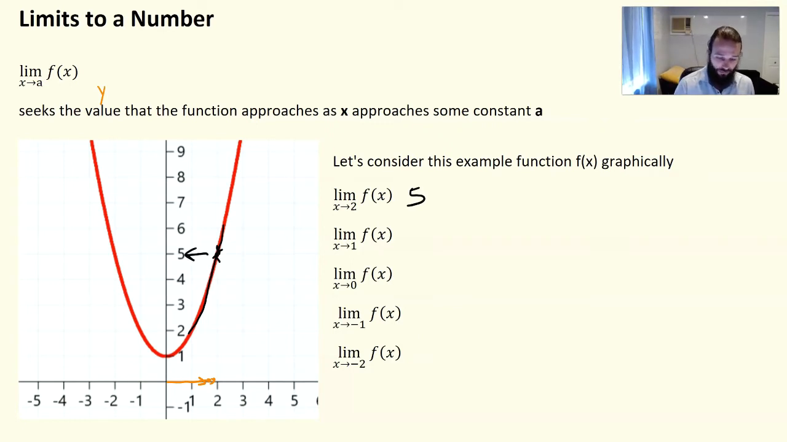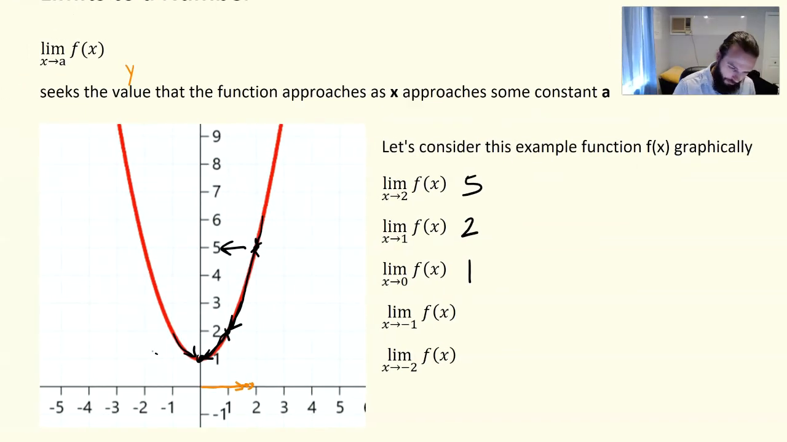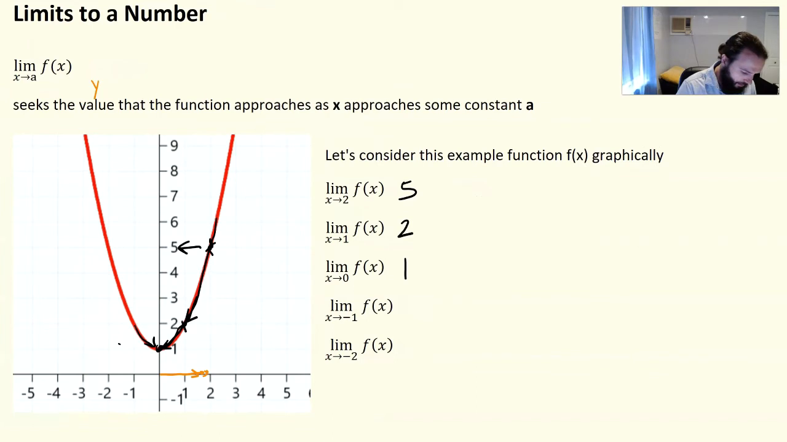So let's use the same logic to arrive at the other 4 answers here. As x approaches 1, sure looks like y is going to approach 2. As x approaches 0, sure looks like f of x is approaching 1. As x is approaching negative 1, sure looks like the y value is approaching 2. And as x approaches negative 2, sure looks like we're approaching 5.